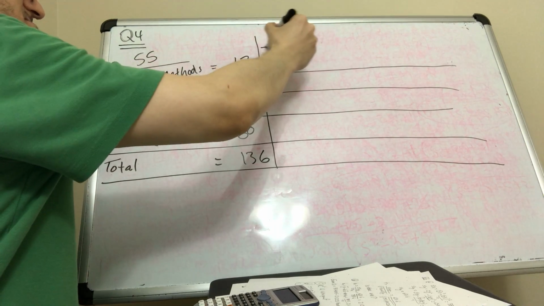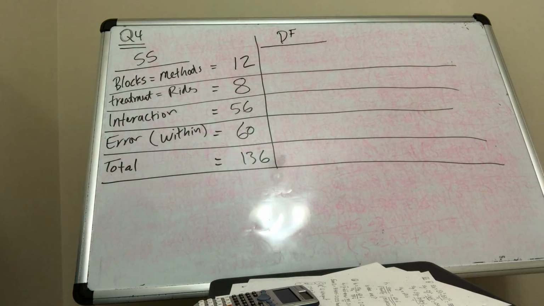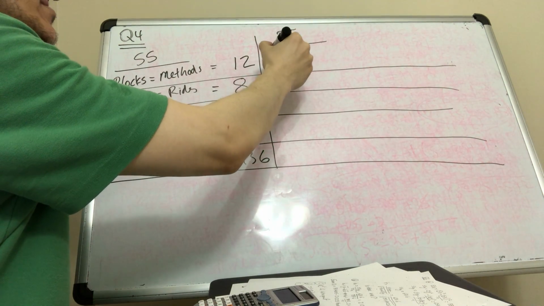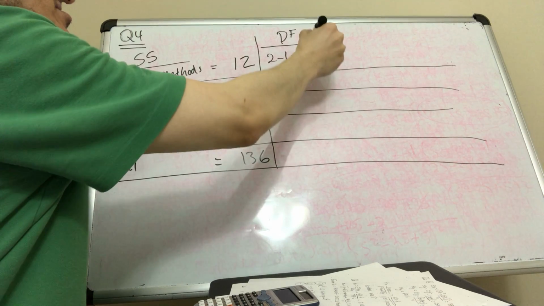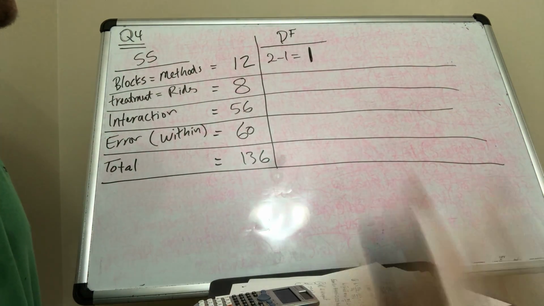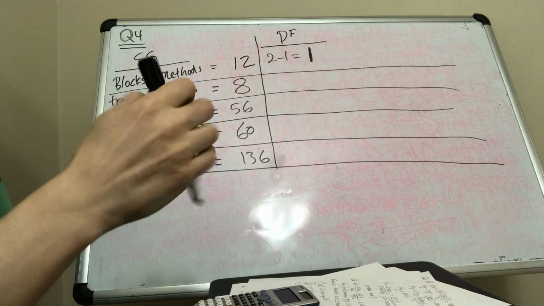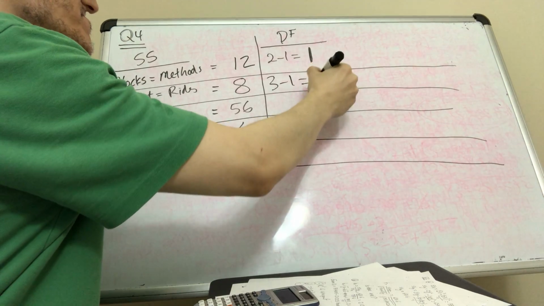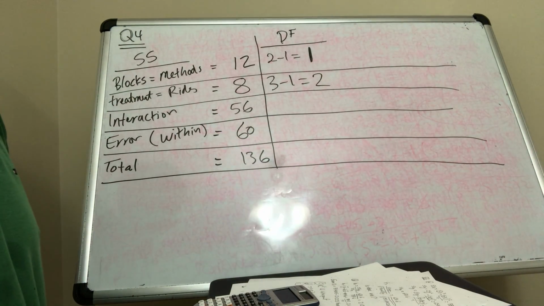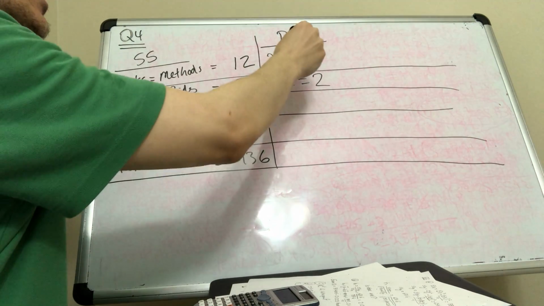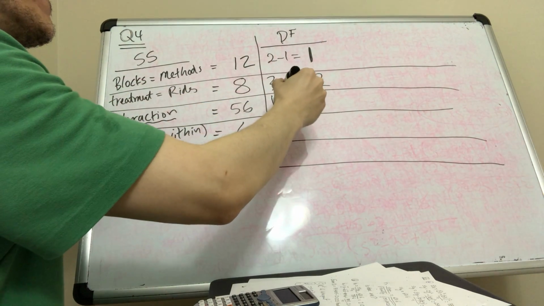Degrees of freedom. How many methods do we have? We have 2 methods. So 2 minus 1, 1. How many different rides do we have? We have 3. So 3 minus 1, 2. For the interaction, you multiply them.